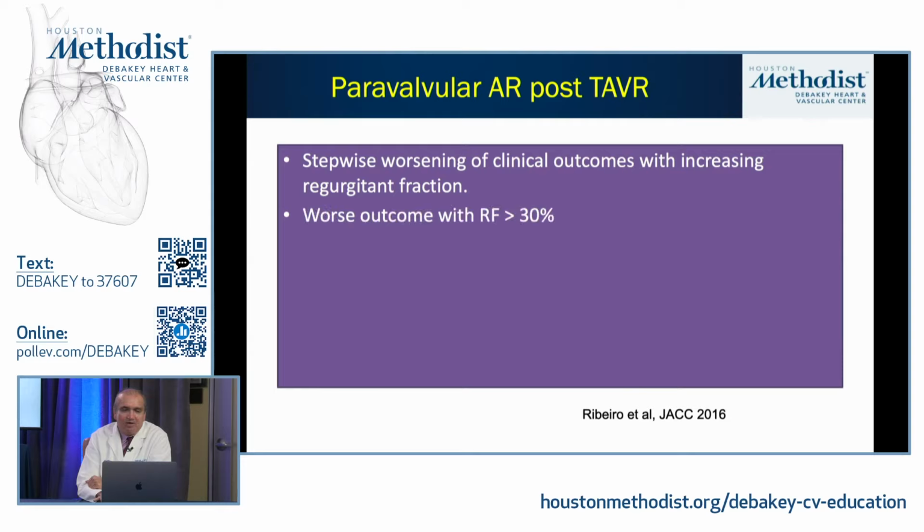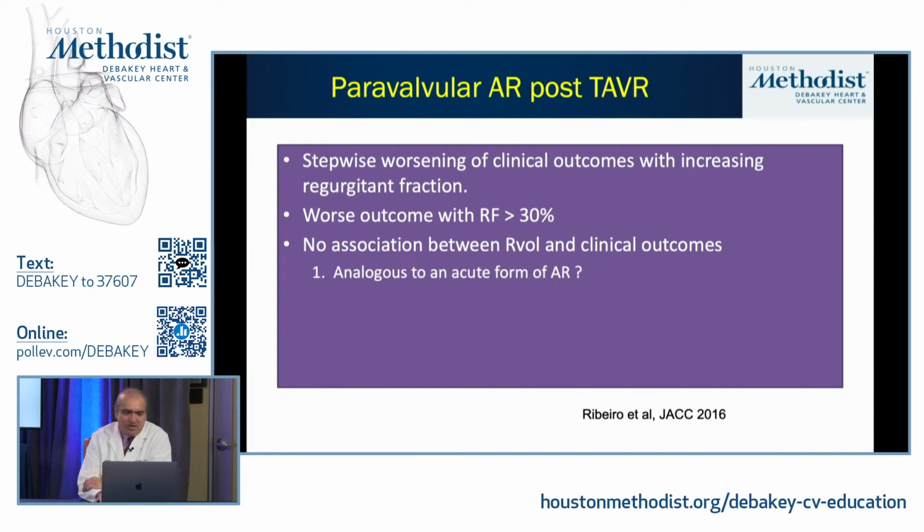And a couple of other interesting findings in these post-TAVR patients, because this is now a common scenario as many of the aortic stenosis treatments have moved away from surgical to percutaneous treatment. We come across these patients not infrequently. What they found was that there's a worsening outcome with increasing severity of regurgitation, that the outcome threshold was really a regurgitant fraction of more than 30%, and that regurgitant volume itself was not very predictive of clinical outcome in paravalvular AI post-TAVR.